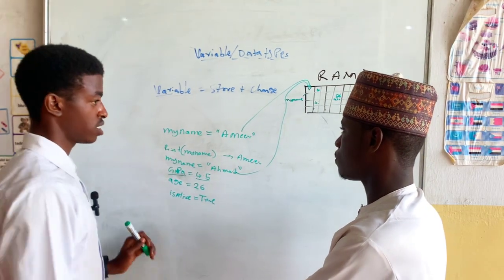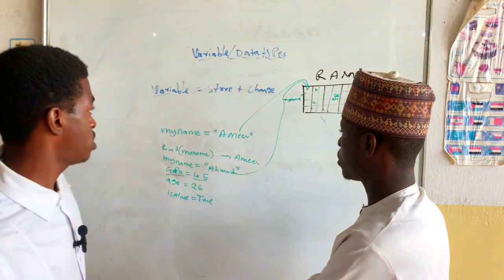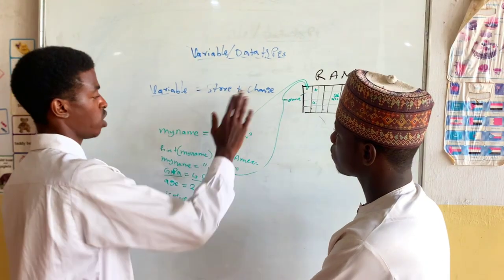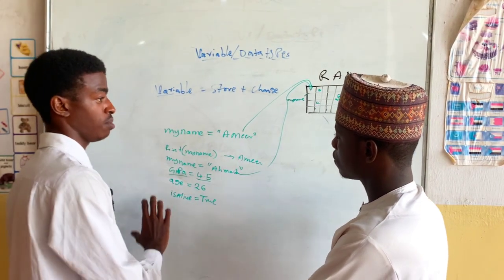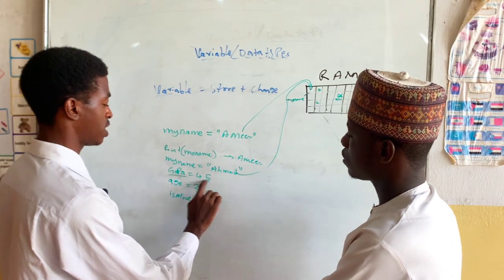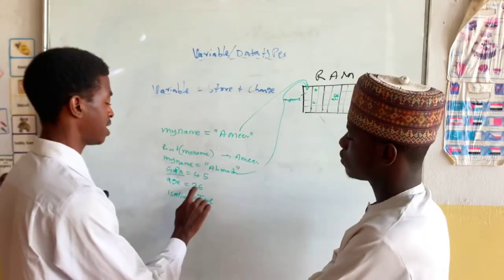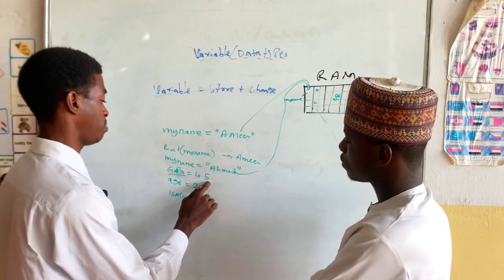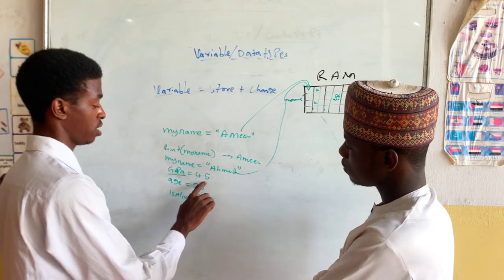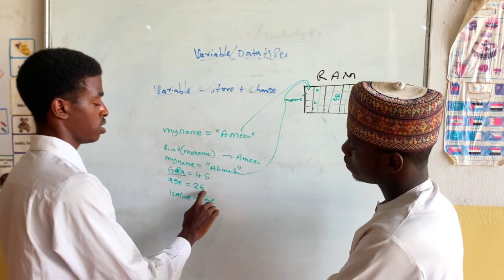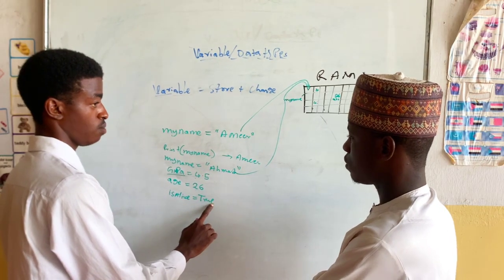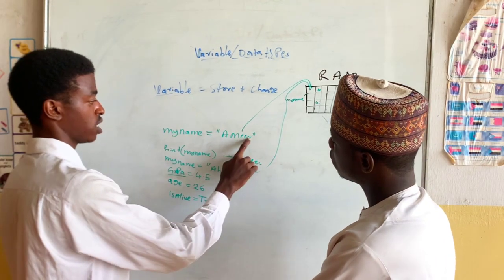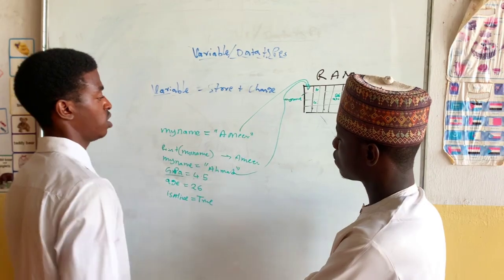Any question? No question, right? So now we understand variables store and change data type. All the data we can store in a memory space. So this is a data. 4.5 is a data. Which kind of data, if I may ask? I can say floating point data. Which kind of data is this? 26, integer. Which kind of data is this? Boolean. So that's what we call data type.